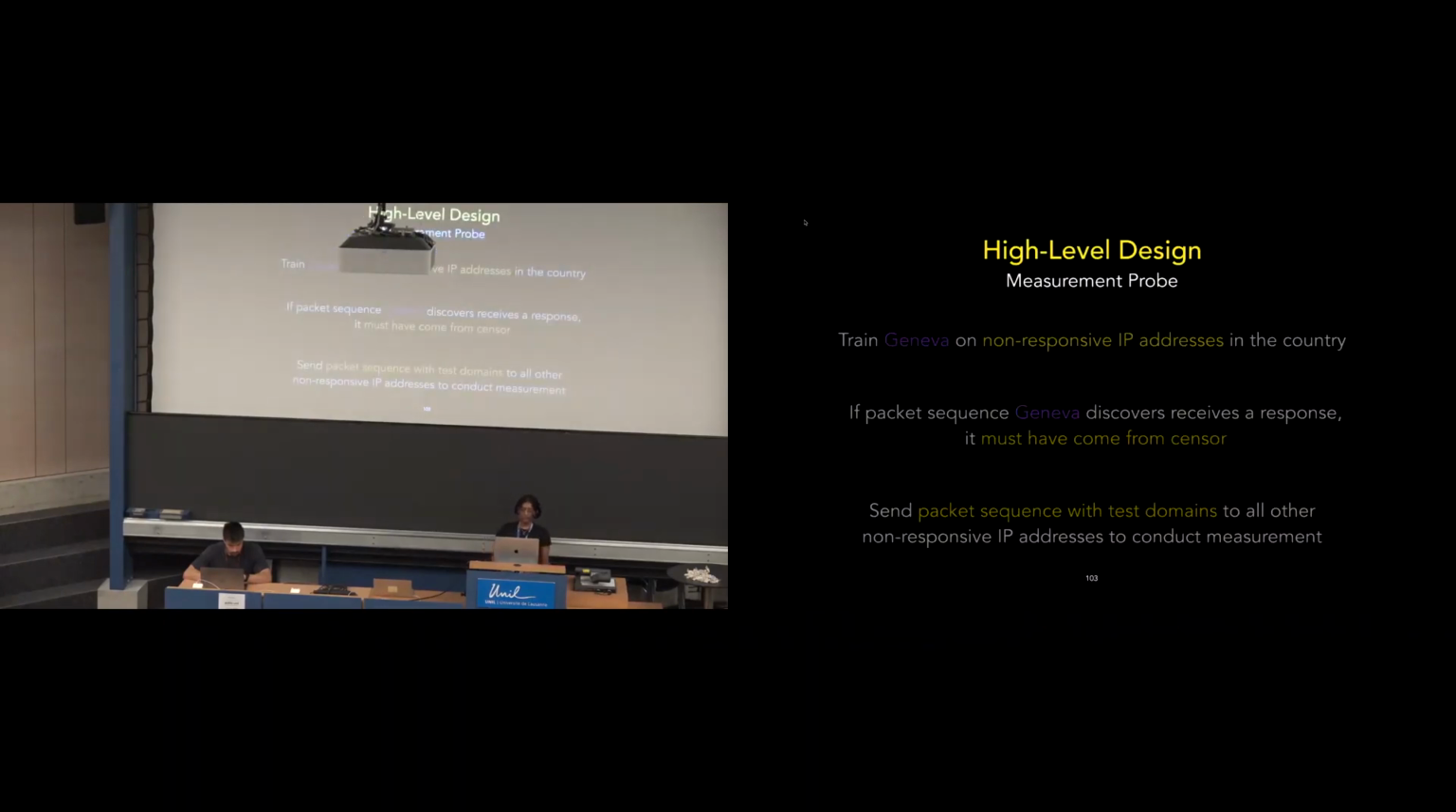All right, so once a country meets all the requirements, we can modify Geneva to trigger censorship instead of evade censorship, and then train Geneva on at least one, if not more, non-responsive IP addresses in the country. And this means that if we receive any response at all, it must have come from the censor because, again, we're sending these out to non-responsive or non-live IPs, and that means that Geneva has discovered a successful packet sequence. And so now we can send this packet sequence out with our test domains, which is just a list of domains that we want to check for censorship, to all other non-responsive IPs to conduct measurements.